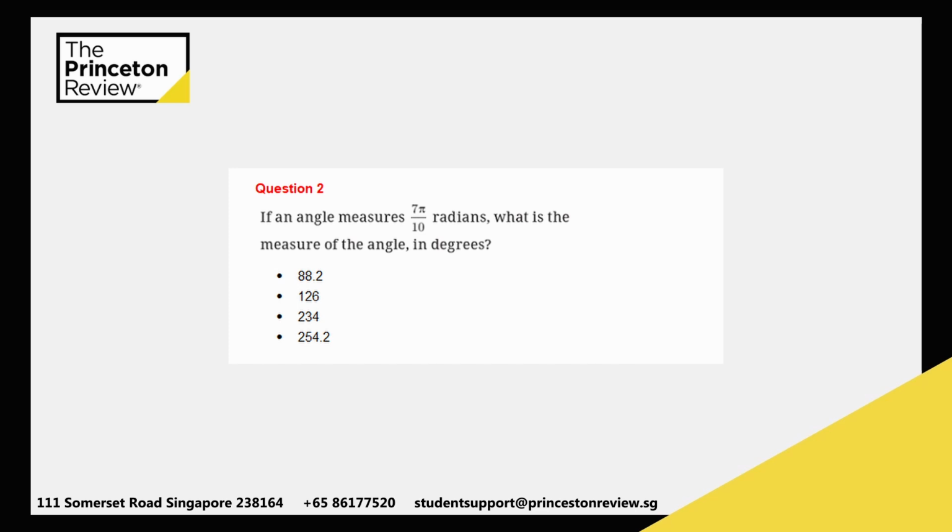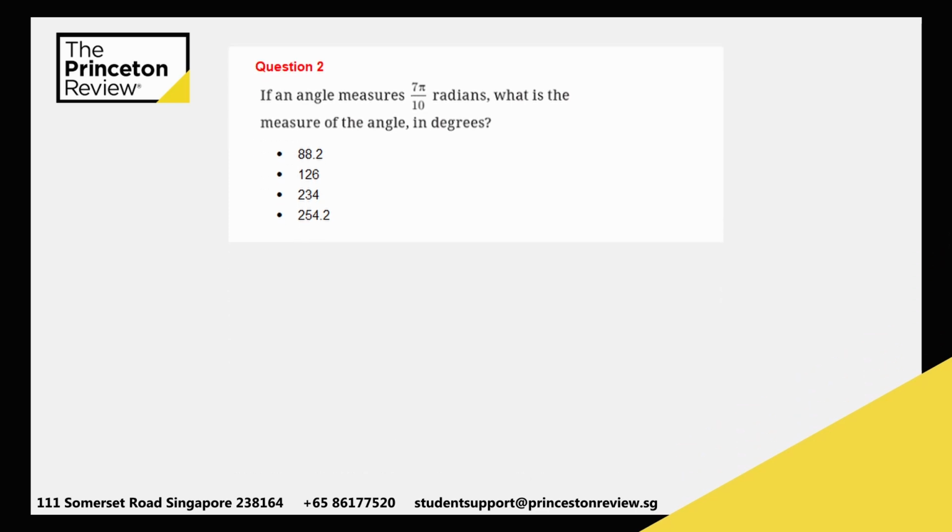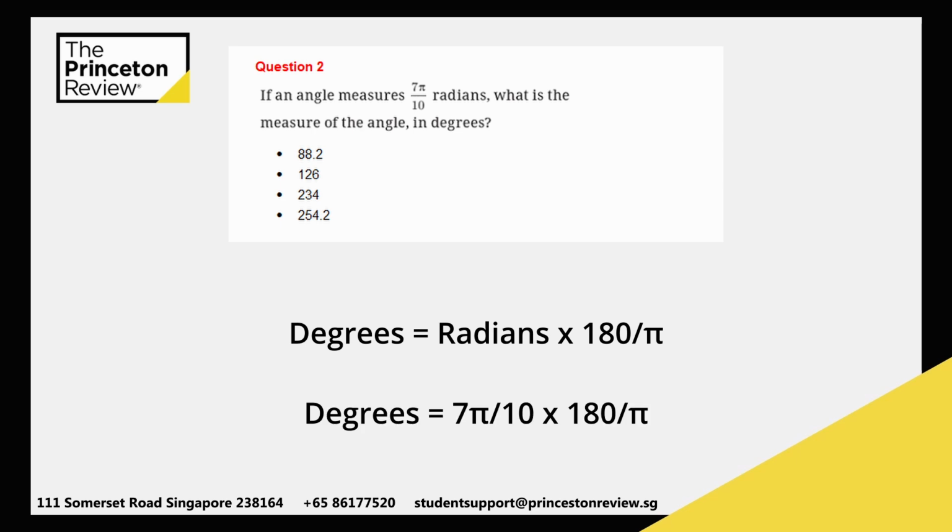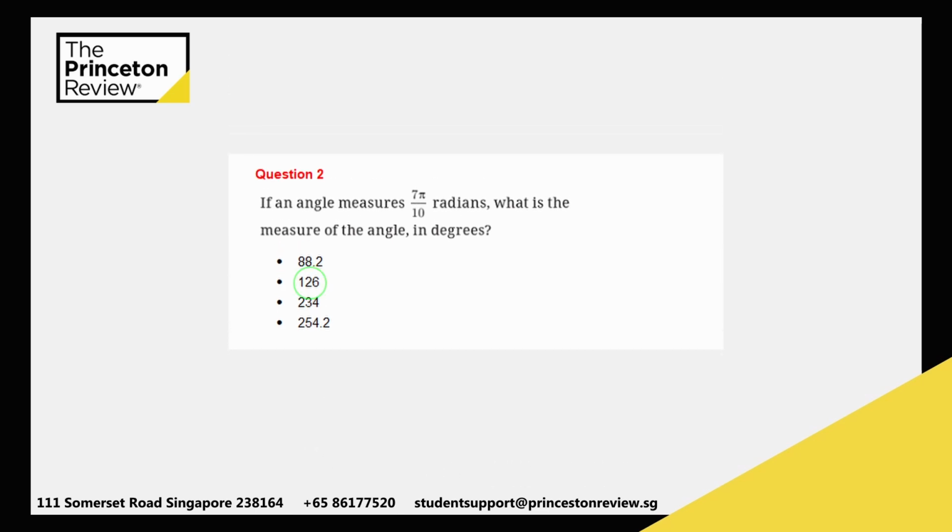For question 2, we can manipulate the formula used to convert degrees to radians in order to convert radians to degrees. By using algebra, we get degrees equals radians times 180 divided by pi. Plugging in the radian given, we get 7 pi times 180 divided by 10 pi, leaving us with 126. So the answer is B.